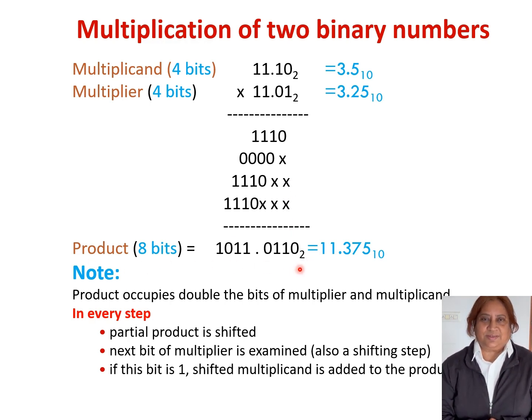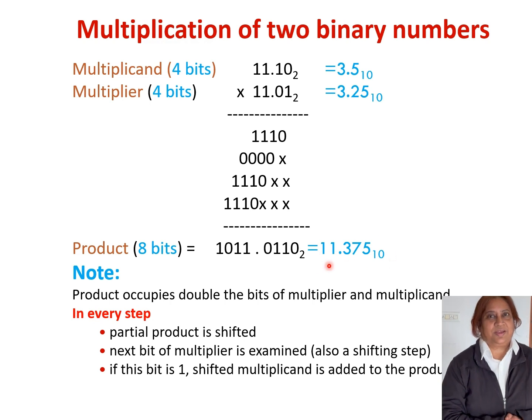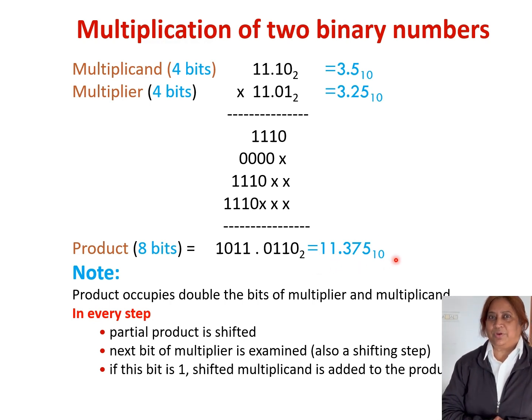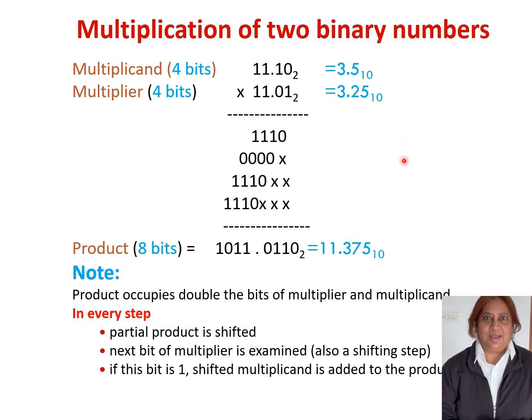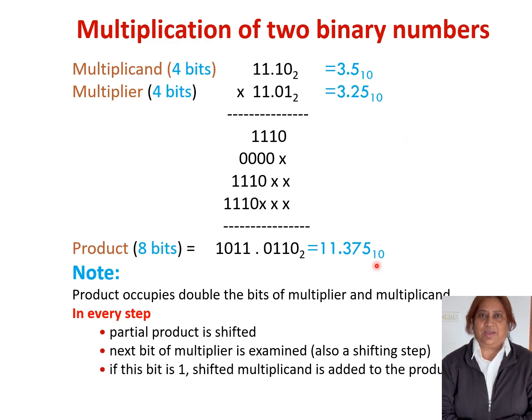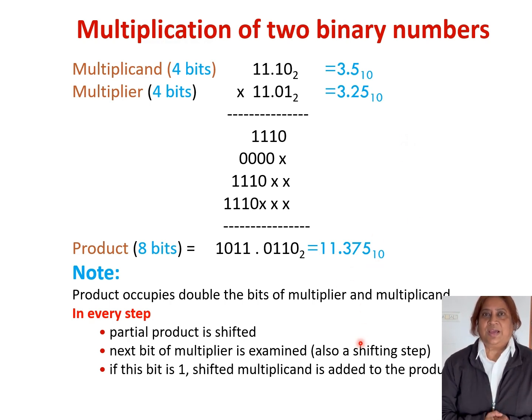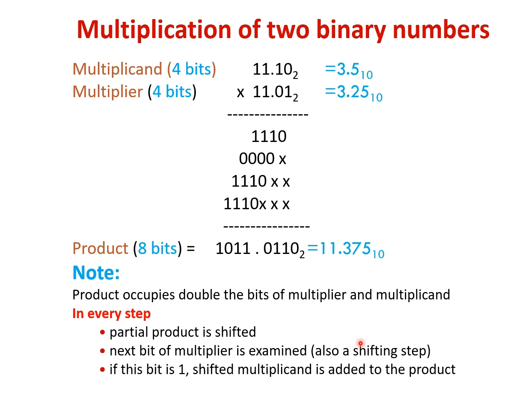If you convert it from binary to decimal, it is 11.375, and if you have computed in decimal, you can verify it is exactly the same. Only notice the steps that are to be followed. For floating point numbers, you will be doing the same thing, only the representation of the number is different. So here you can see the steps again.